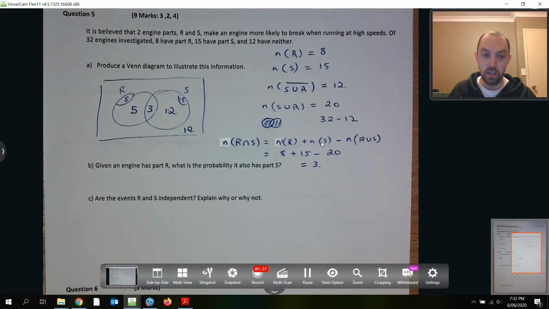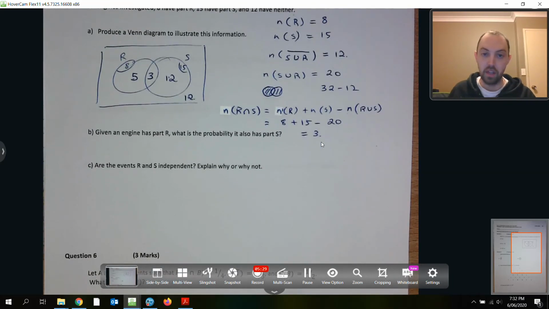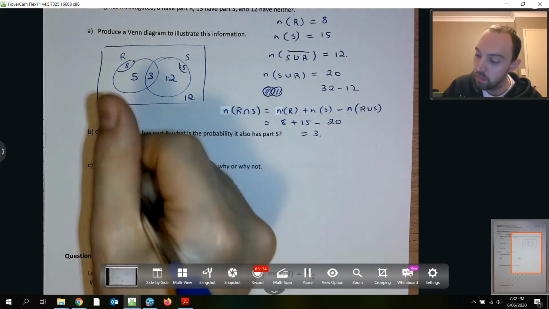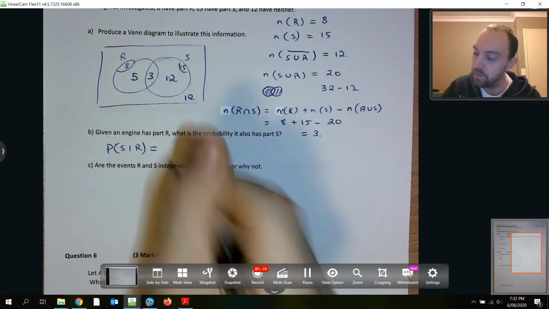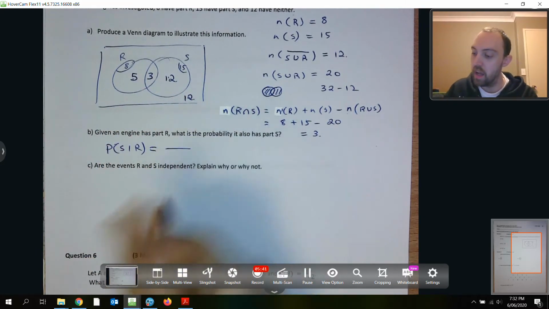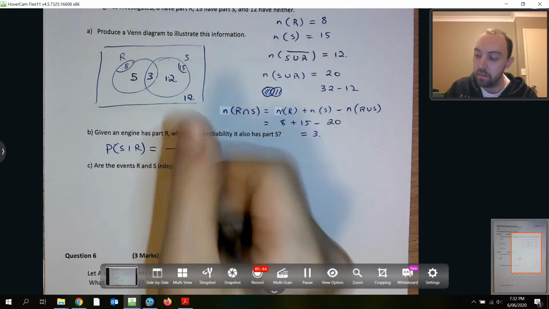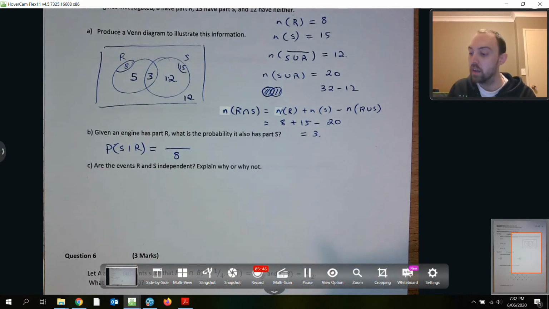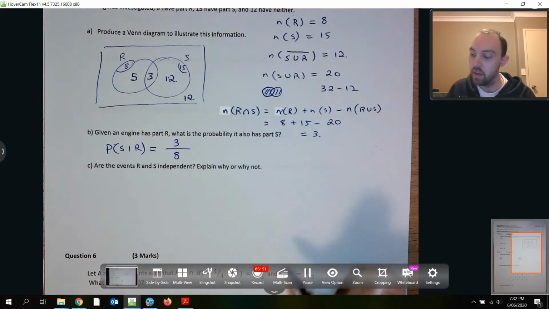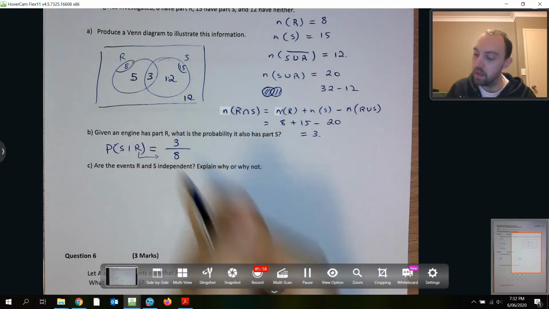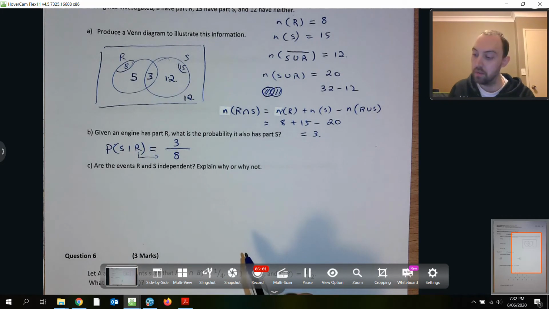Given an engine has part R, what is the probability it also has part S? So probability of S given R. Well, now we're thinking about every engine part that has R. There's 8 of them. Out of those 8, 3 of them are also S. 3 out of 8 is my answer here. Okay. That bottom, the given part always becomes my new total.